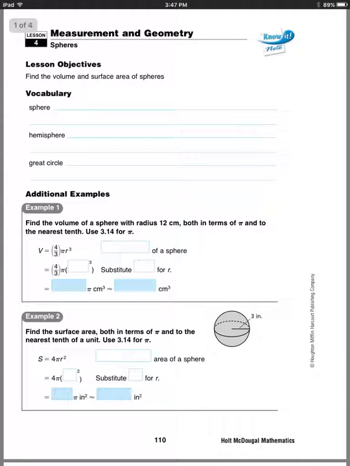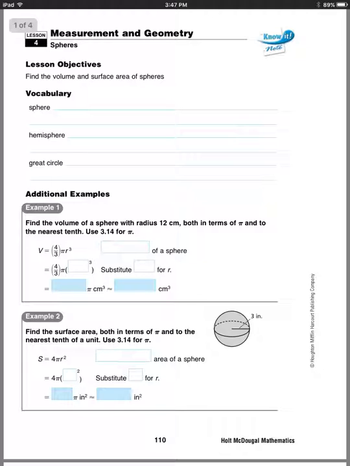Today we're talking about finding the volume and surface area of spheres. A sphere is a three-dimensional figure with all points the same distance from the center. So any ball, whether it's a basketball, a soccer ball, a volleyball. A hemisphere is half of a sphere. A great circle is a circle on a sphere such that the plane containing the circle passes through the center of the sphere. So we have some formulas to follow.